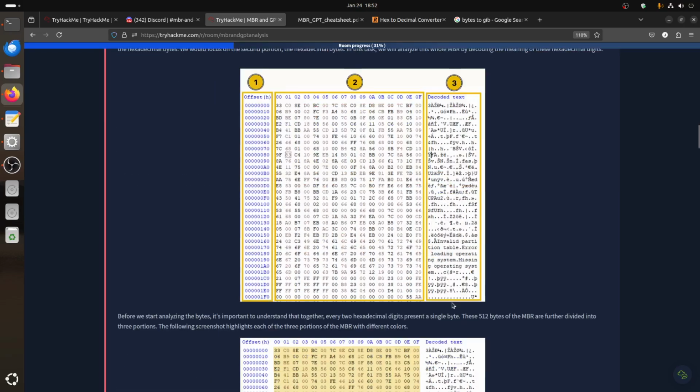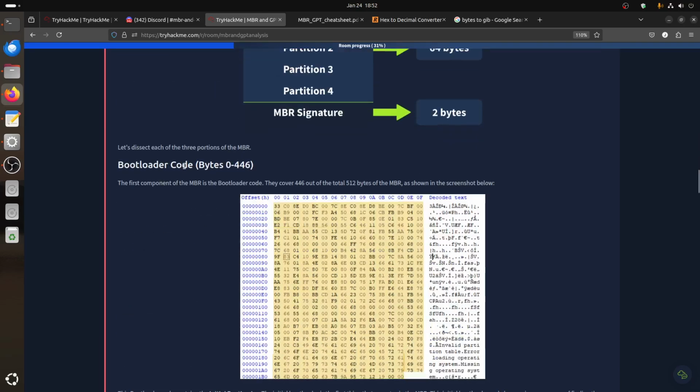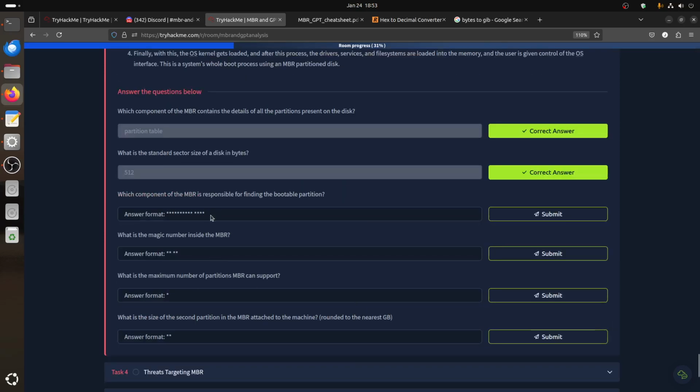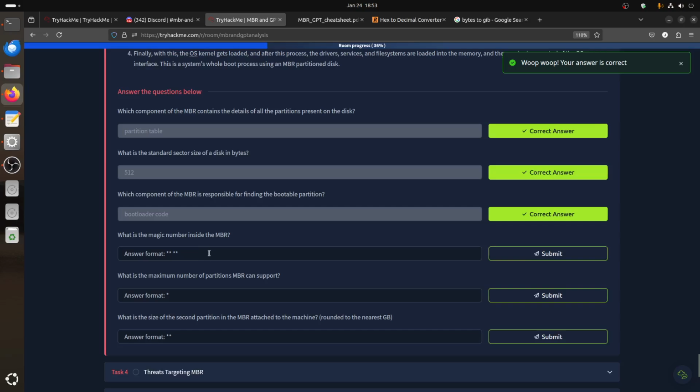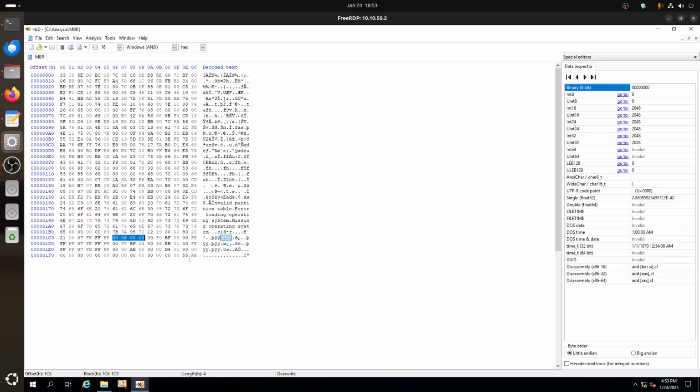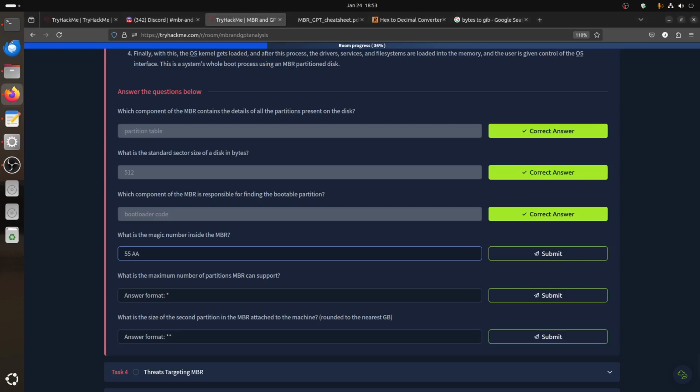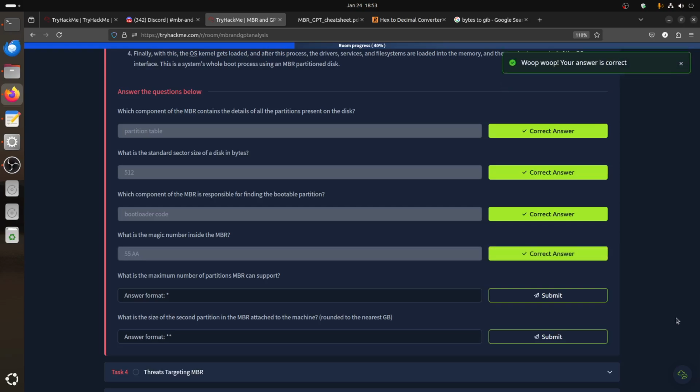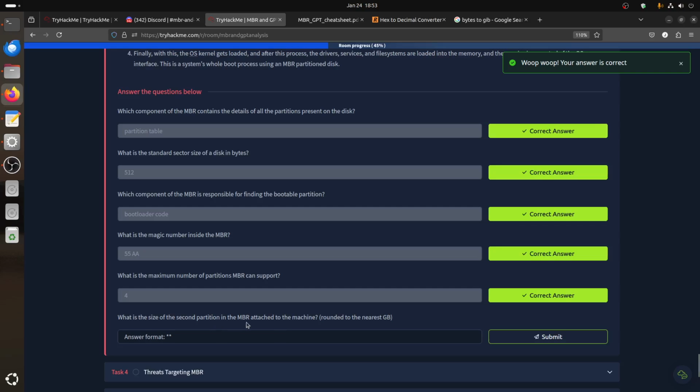The MBR bootable code, the one that we talked about. Let's finish this question quickly. And then what is the magic number inside the MBR? We talked about it because we know it's there. The last one, 55 AA. Now let's practice. What is the maximum number of partitions in an MBR? We know it's 4. What is the size of the second partition in the MBR?